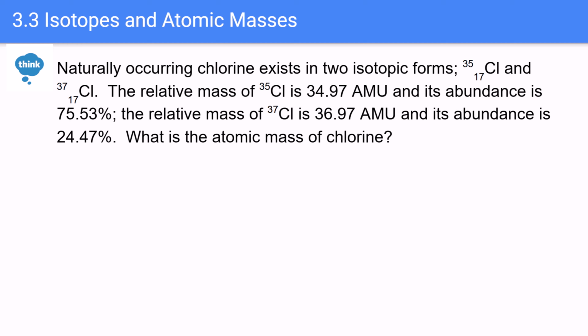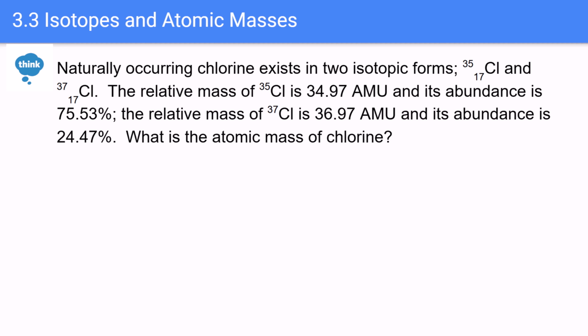And the relative mass of chlorine 37 is 36.97 AMU, and its abundance is 24.47. What is the atomic mass of chlorine? First off, I know it has to be somewhere roughly between 35 and 37, because those are the highest and lowest values that are given. In addition to that, I'm venturing that it's going to be closer to 35 than 37 because 75% of the mass of chlorine is going to be that isotope with the mass of 35, as opposed to the one with the mass of 37, which is only 25%.